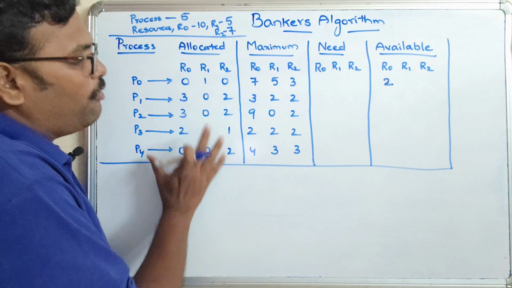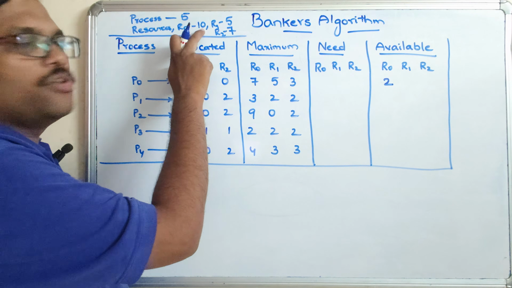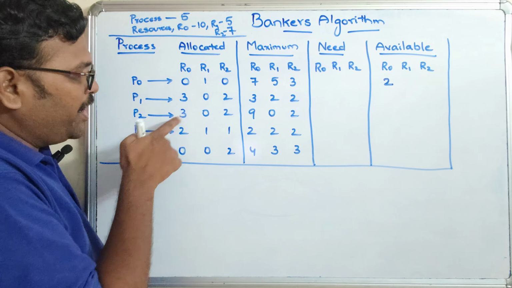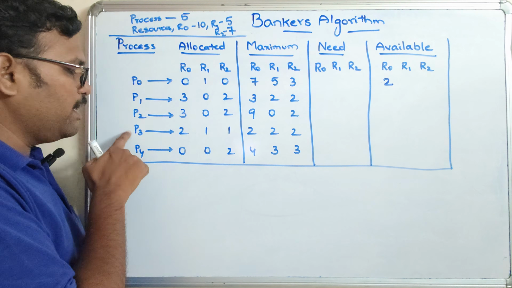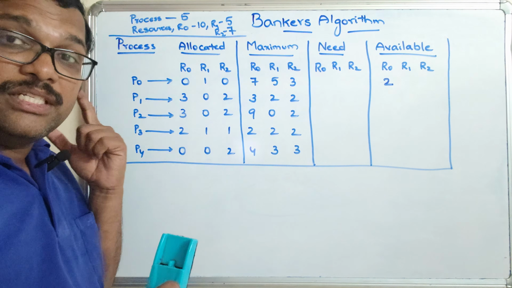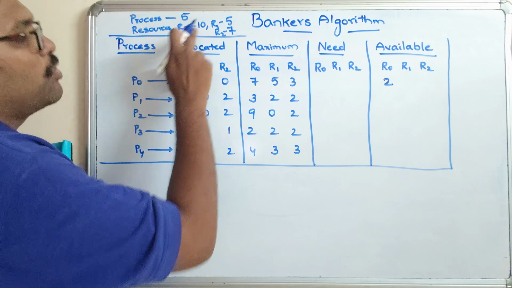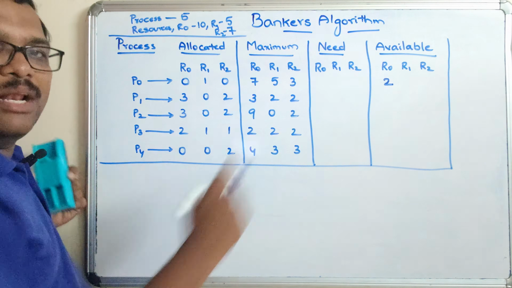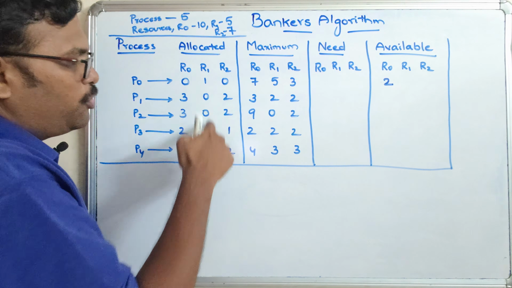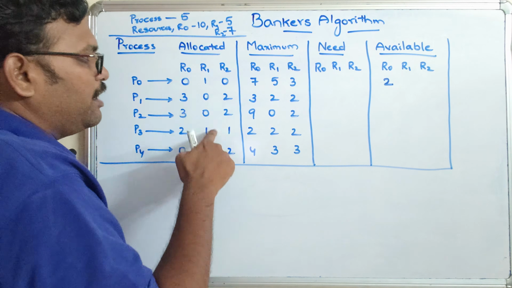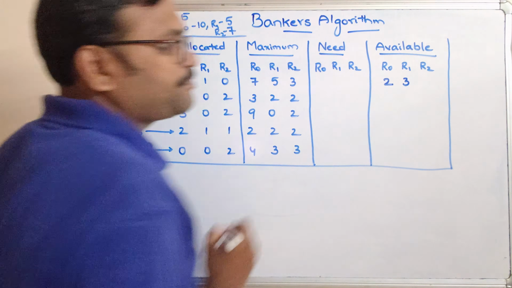Some of the resources have already been allocated. Coming to R0, total number of R0 resources are 10. Among the 10, 3 have been allocated for P1, 3 for P2, and 2 for P3. So how many resources are remaining? 3 plus 3, 6 plus 2, 8. So 10 minus 8, 2 resources are available. Similarly, R1, total R1 resources are 5 and 2 are allocated, one for P0 and one for P3. So available resources are 3.